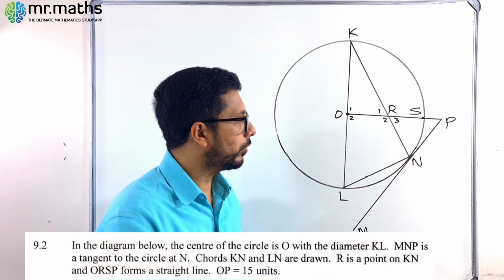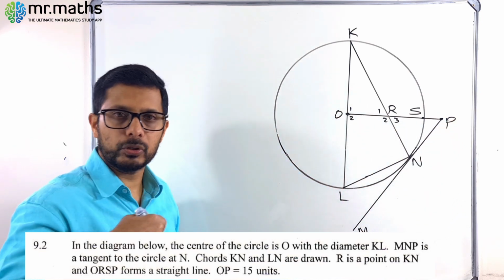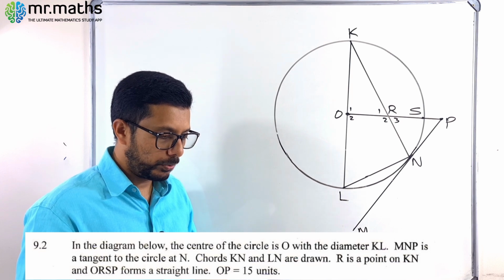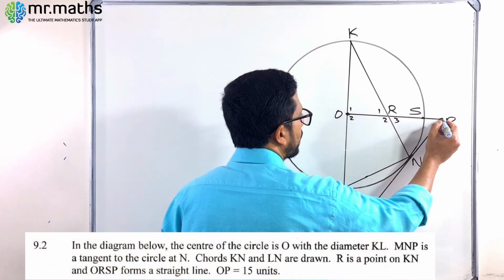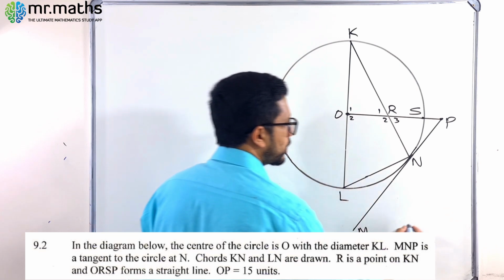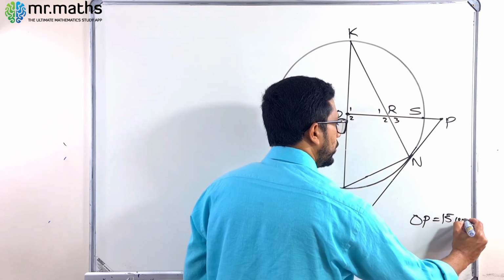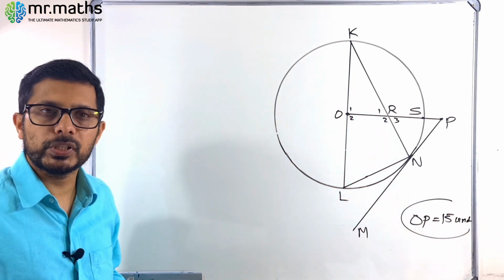Look at this one. This point P is outside the circle. That's a point on the tangent. OP is equal to 15 units. OP, that means from here to here, the distance OP is 15 units. Don't forget that one. We have to use that one. OP is equal to 15 units.